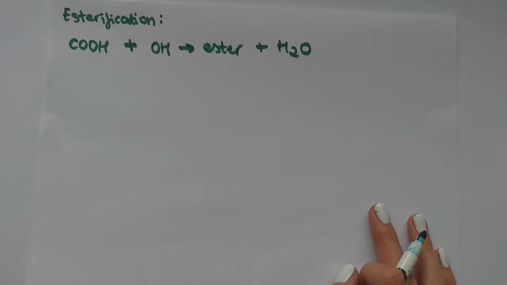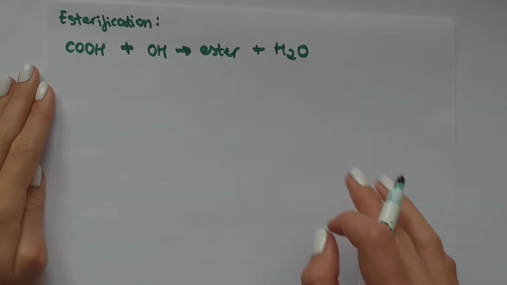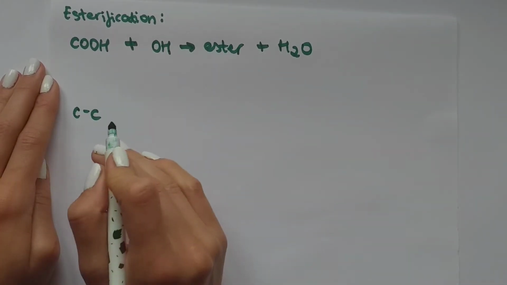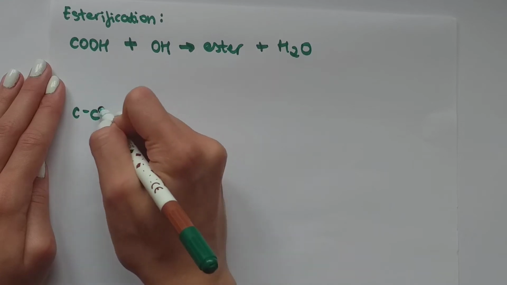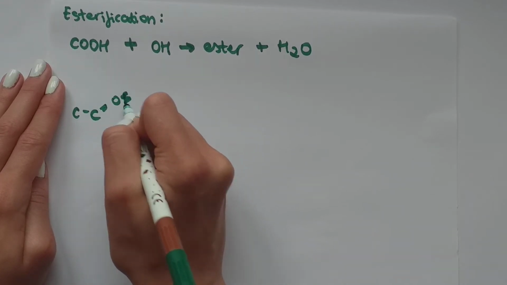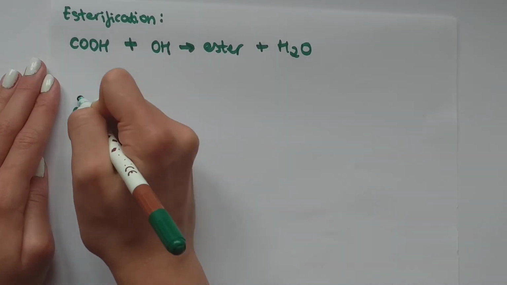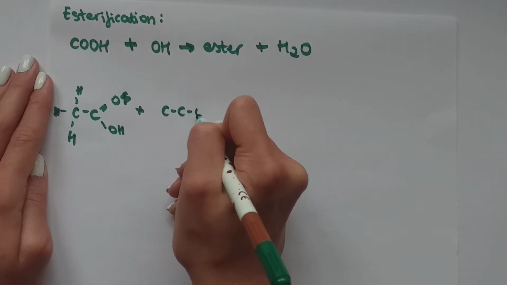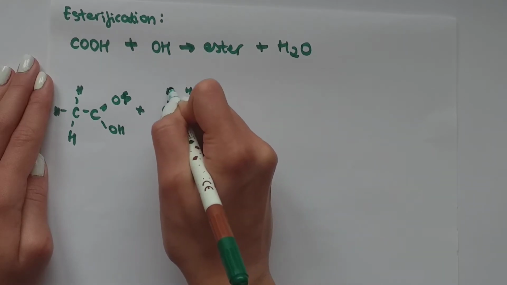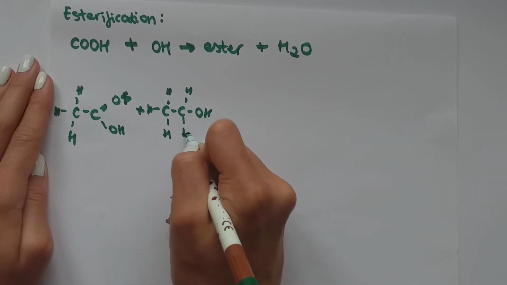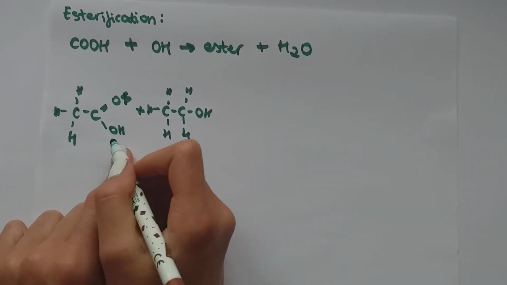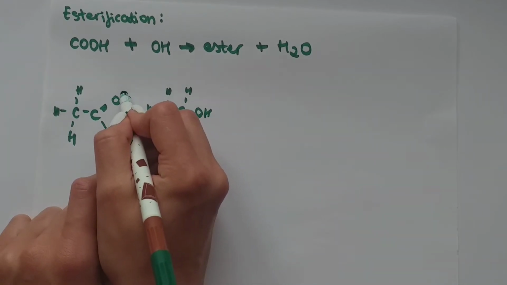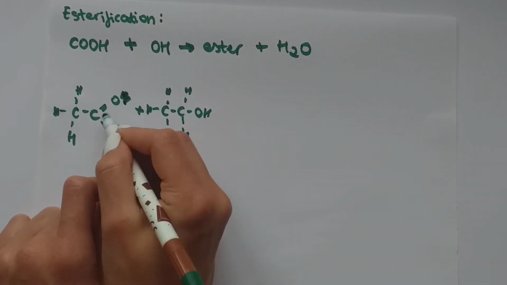So there is a mechanism for esterification that I'm going to show you right now. So we're going to use the easiest carboxylic acid, which is ethanoic acid. Sorry, I'm thinking about the alcohol now because we're using ethanol. So we have our ethanol and we also have our ethanoic acid.